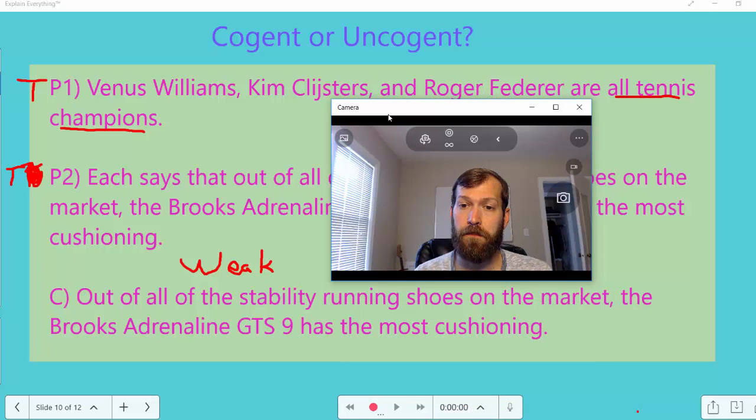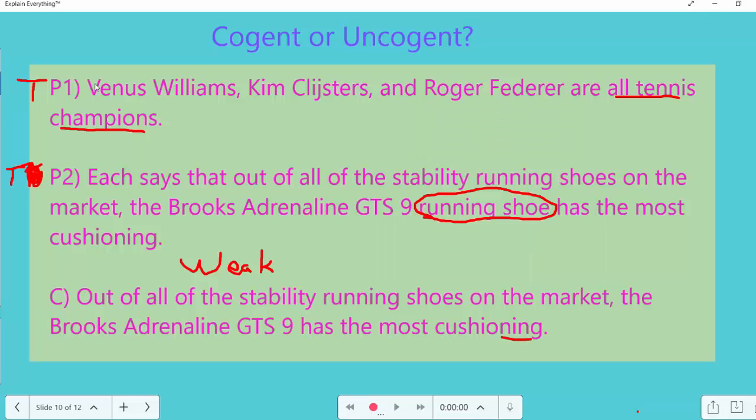So this does not follow with more than a 50% chance based on Venus, Kim, and Roger telling us that this shoe has the most cushioning. So all in all, this is an uncogent argument.